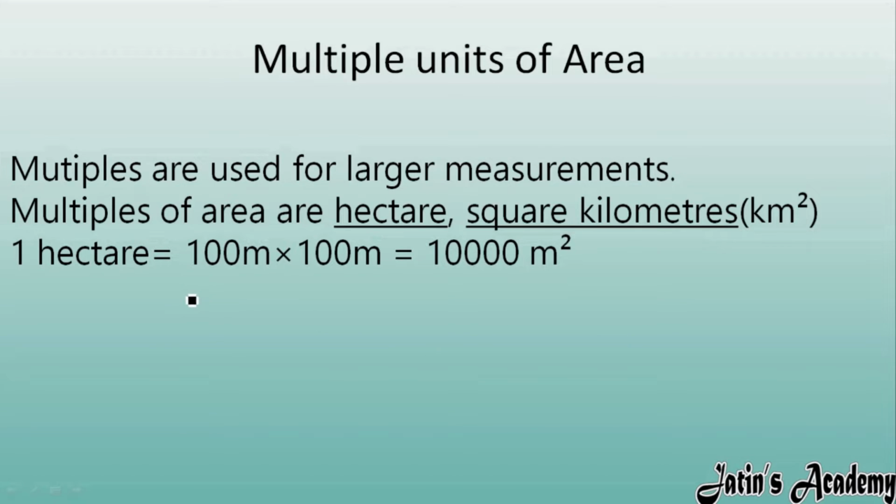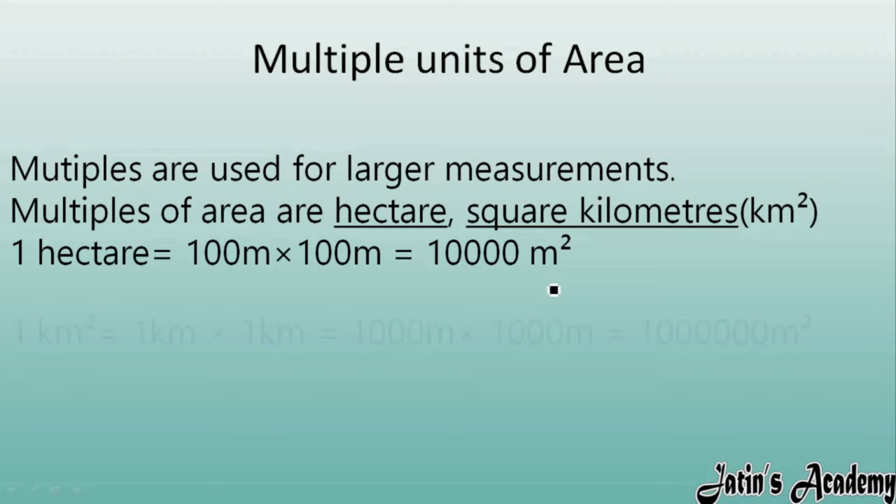This is a relation between the multiple units and the SI unit of area. Here is a relation: 1 hectare is equal to 10,000 meter square. This is the relation between the bigger unit and the SI unit of area. So the multiple is hectare, and here the SI unit is meter square.